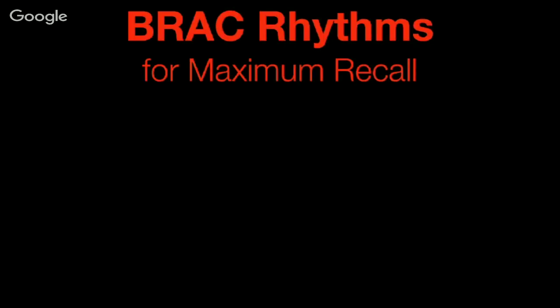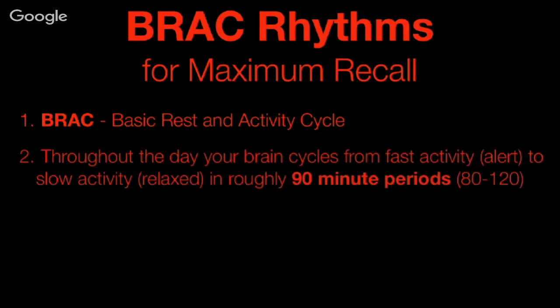So these BRAC rhythms, again, BRAC stands for basic rest and activity cycle. Basic rest activity cycle for maximum recall. Your brain is cycling naturally throughout the day from fast, alert activity with faster brain waves to slower brain waves, where you feel more relaxed, perhaps even tired or sluggish. And this tends to go on average for 90-minute periods. Actually, the range is 80 to 120 minutes, so it varies per time of day and person.